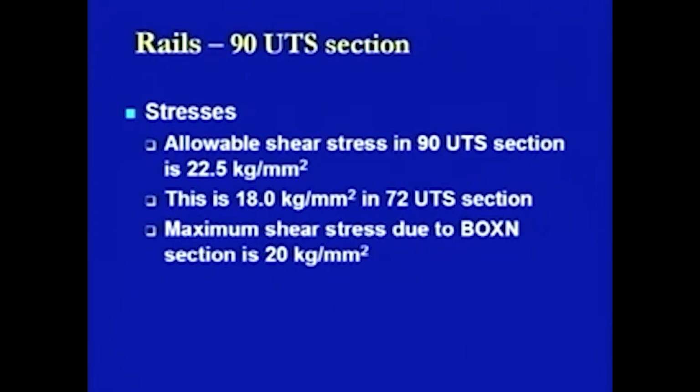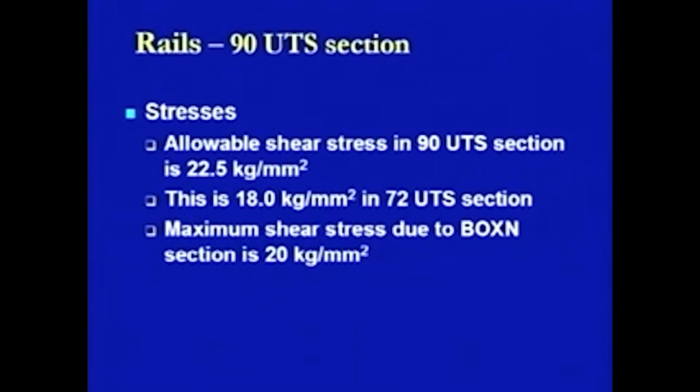The other thing is related to the stresses. In this case, the 90 UTS rail section provides an allowable shear stress of 22.5 kg per mm square. Now, in the case of 72 UTS rail section, the value of the allowable shear stress is 18 kg per mm square.